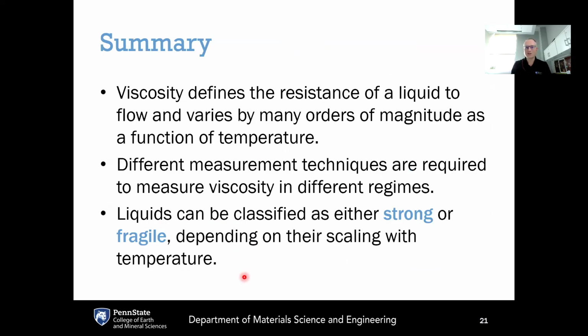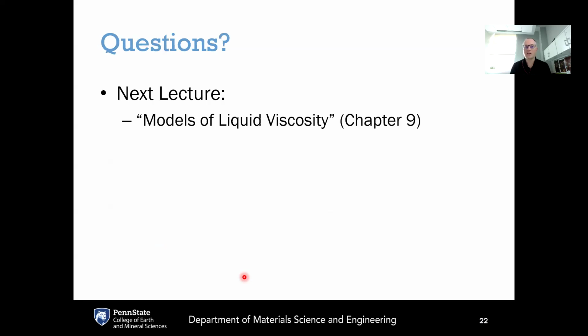So to summarize this lecture, viscosity defines the resistance of a liquid to flow, and it varies by many orders of magnitude as a function of temperature, also a function of composition. Different measurement techniques are required to measure viscosity in different regimes, and liquids can be classified as either strong or fragile liquids, depending upon whether they scale Arrheniusly or non-Arrheniusly with temperature. Next time, we will continue our exploration of Chapter 9 and dealing with liquid viscosity.